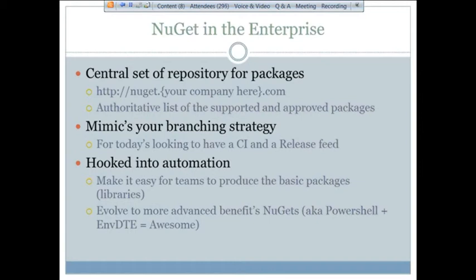What we want to do is make it easy for teams to produce those basic packages. Let's say I create a bunch of assemblies. I just want to wrap it in a NuGet. I want to have my version build auto-published somewhere. I want to have a way to say this version is something I want people to use, and this is a version I don't want people to use.